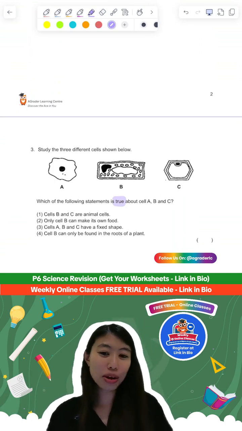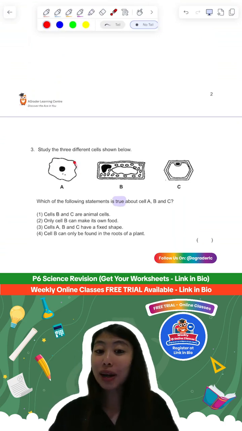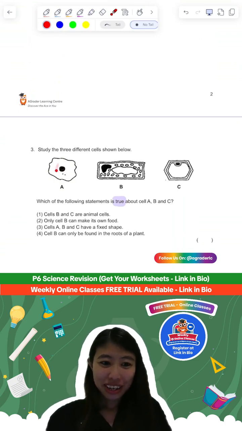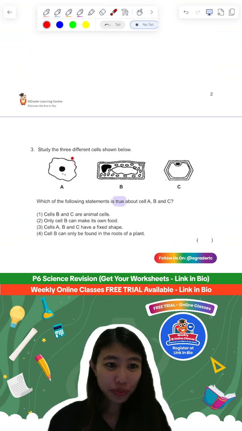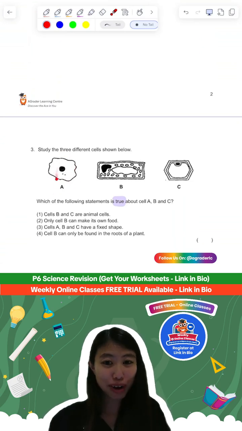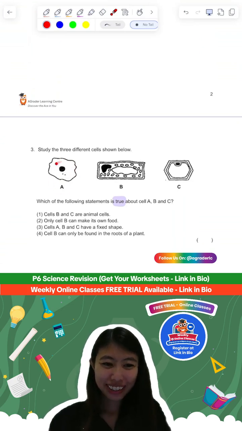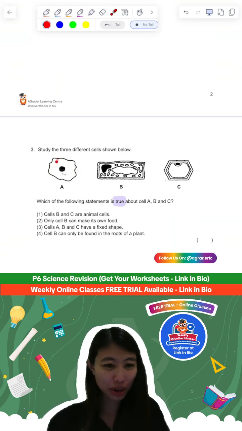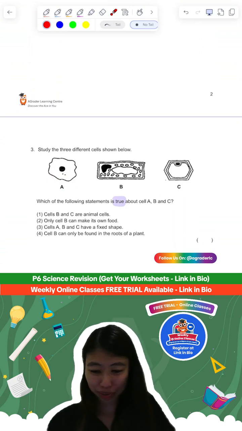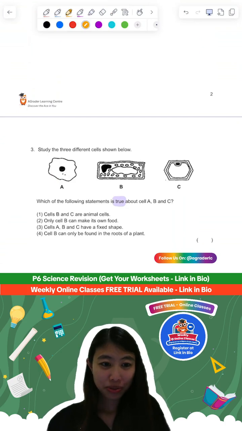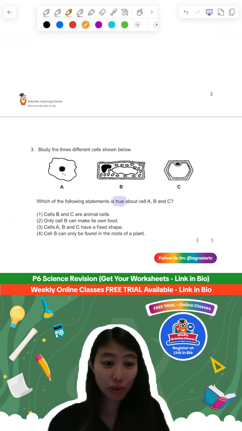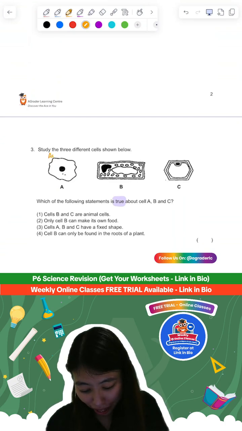Can anyone tell me, cell A, is it a plant or an animal cell? Plant or animal cell? Cell A. Very good. It doesn't have a cell wall, which means it is an animal cell.